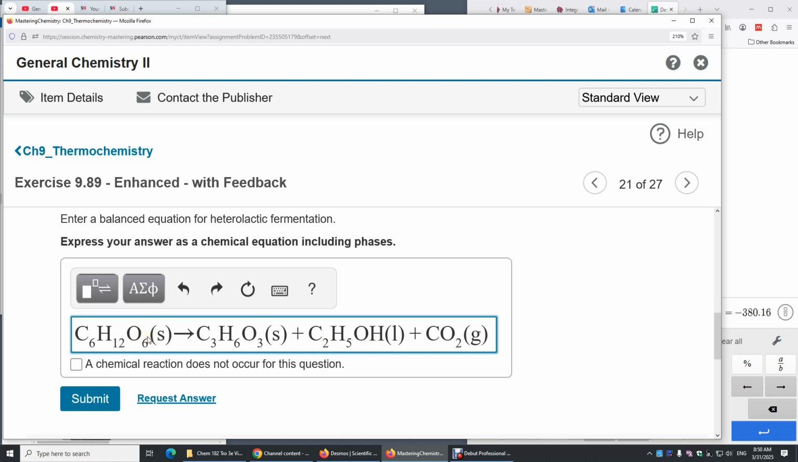6 oxygen atoms on the left, 3 plus 1 plus 2. Well, that's also 6. So this chemical reaction is already balanced with coefficients 1, 1, 1, and 1. It's pretty simple.